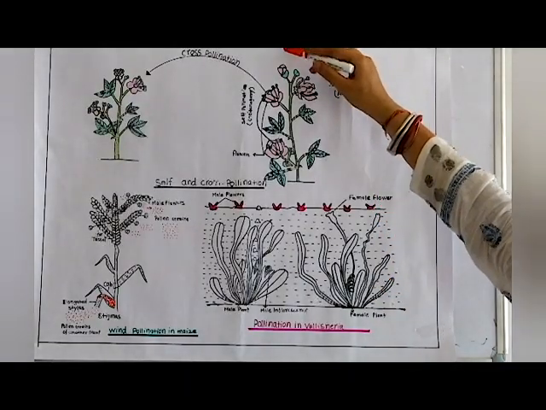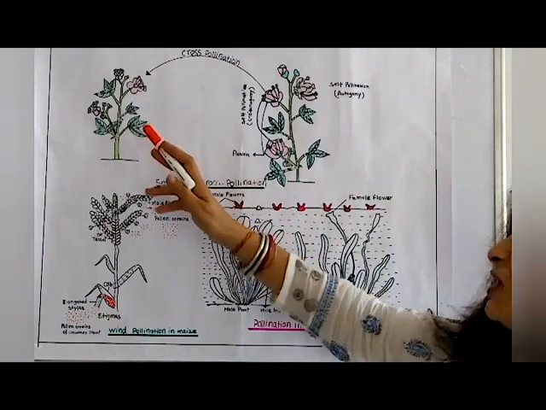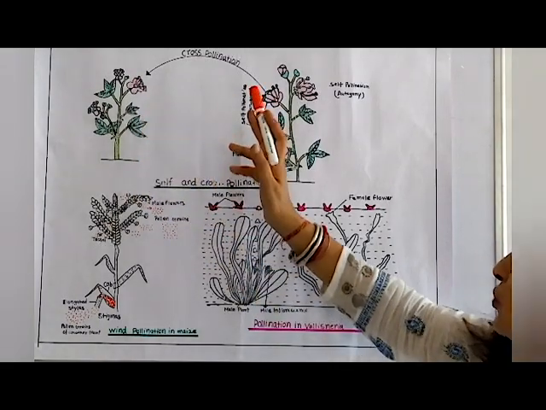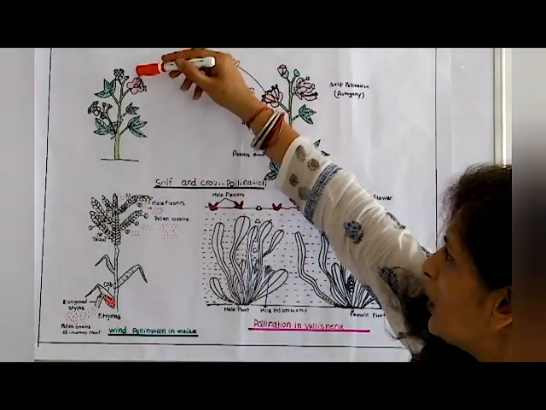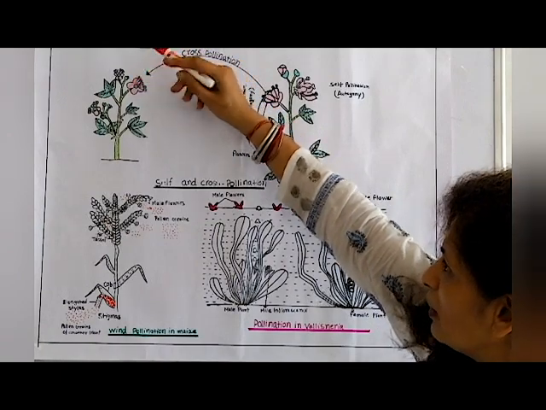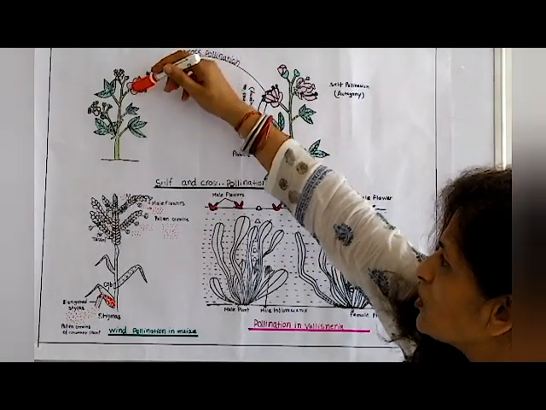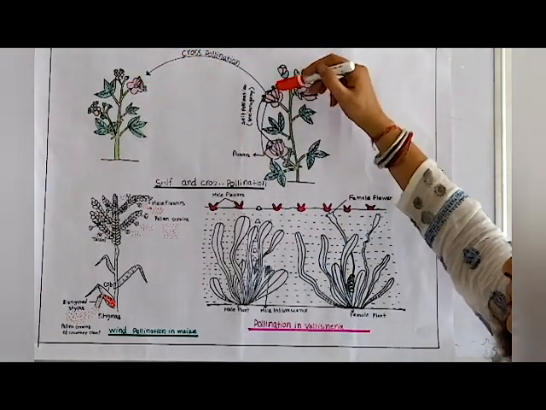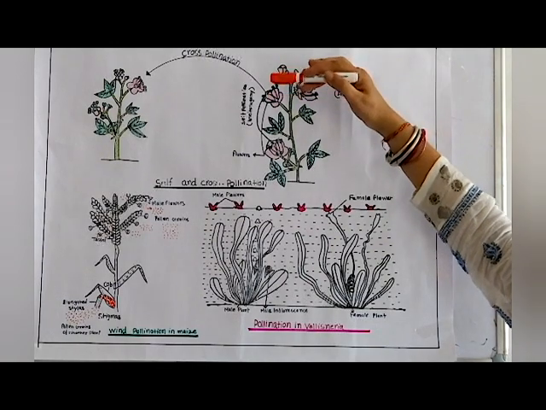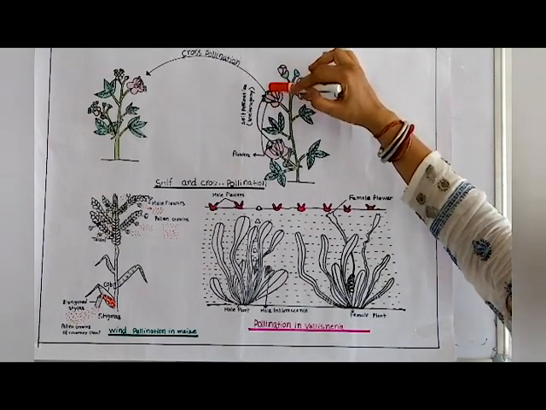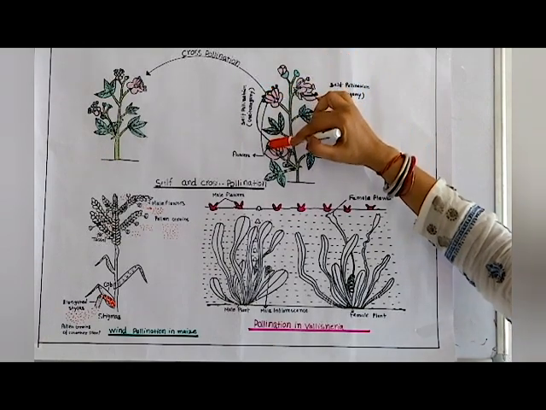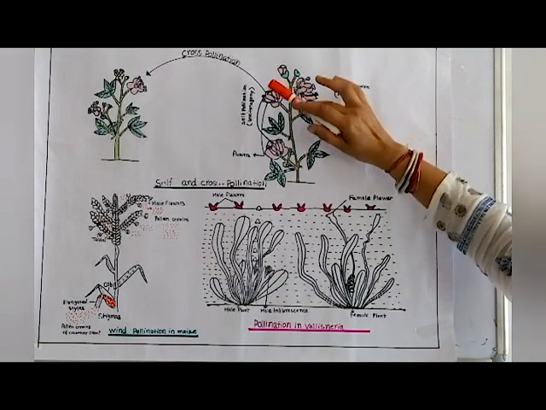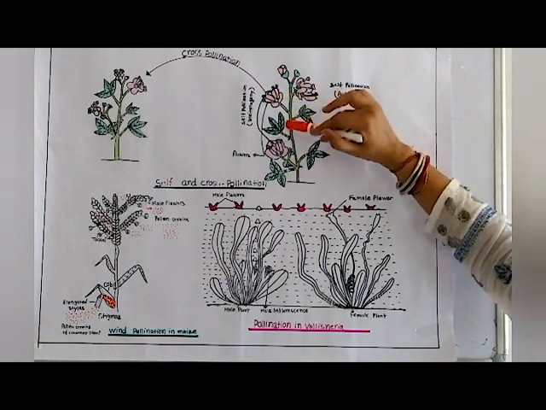This is a pictorial representation of types of pollination. First is self-pollination. I told you self-pollination is of 2 types, autogamy and geitonogamy. In autogamy, see here, pollen grain is transferred to the stigma of the same flower. Means within the same flower, pollination is occurring. It's not going anywhere. Second is geitonogamy. You can see here. In geitonogamy, it is also a self-pollination, but pollen grain is transferred from one flower to the stigma of another flower, but the plant is the same.